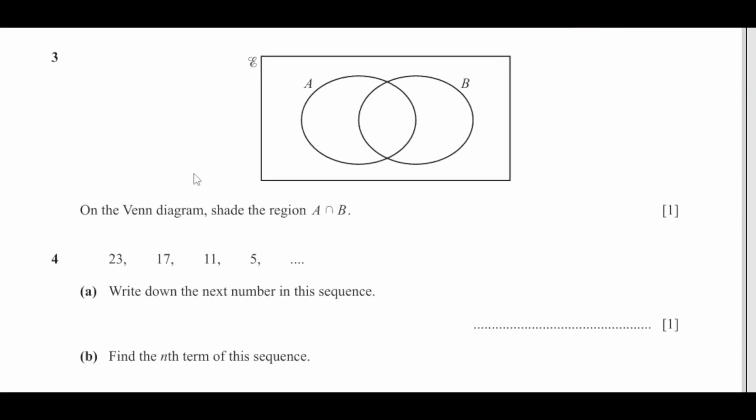Now here is the question from Venn diagrams. On the Venn diagram, shade A intersection B. So A intersection B is the common part which is in A and B together. So we have here this part.